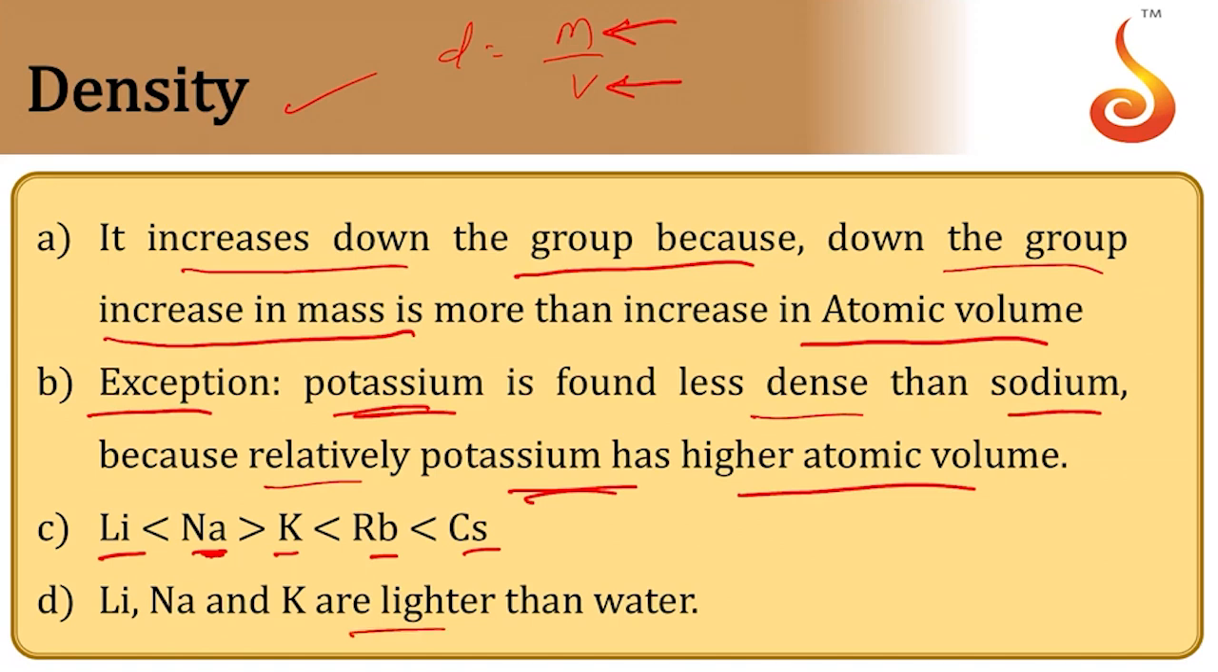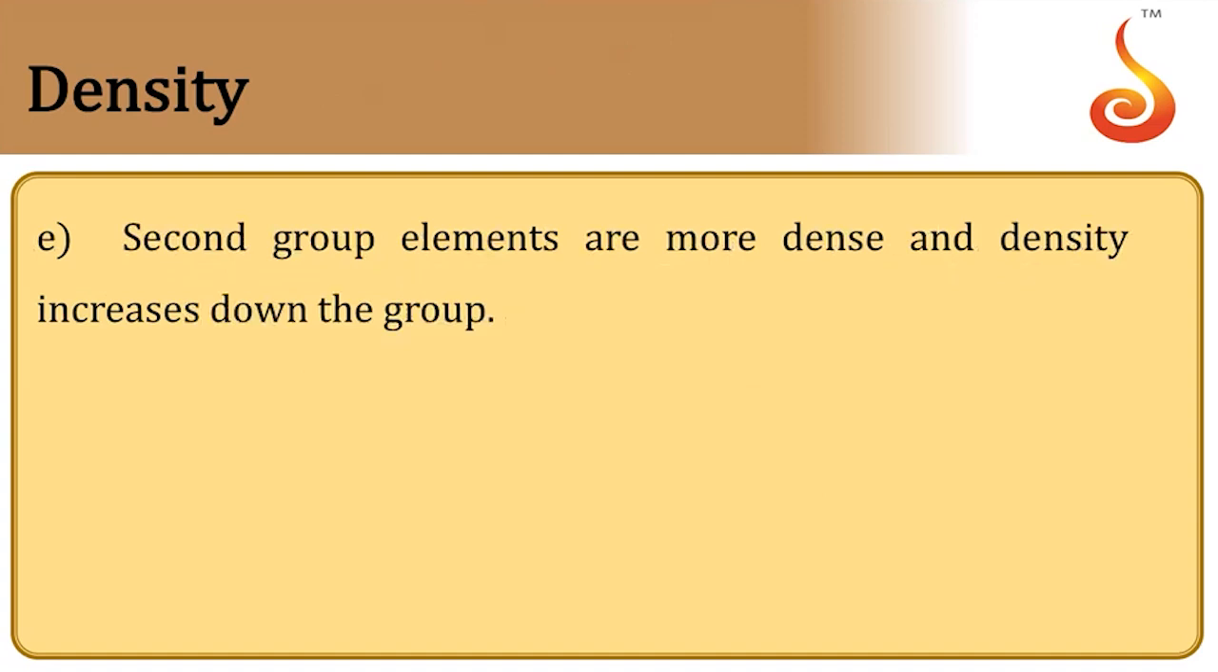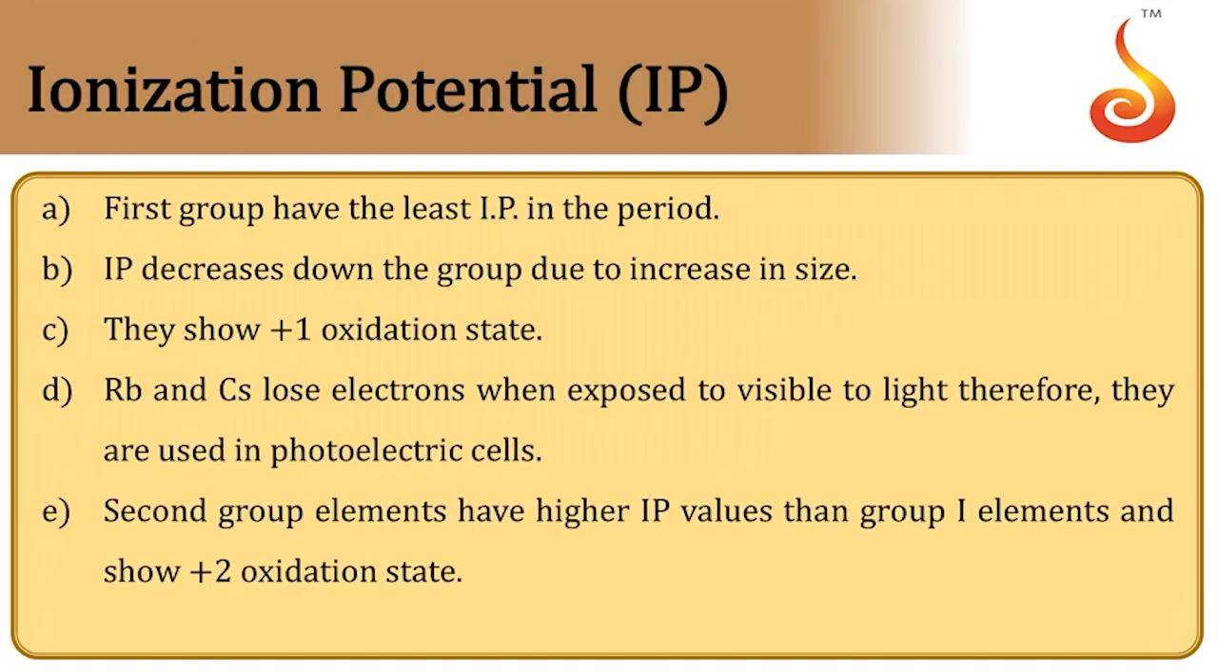Lithium, sodium, potassium are lighter elements. They are lighter than water, implying the density is less than that of water. This is regarding density. Then second group elements are more dense, and density once again increases down the group. Second group elements are more dense because of two things: they have smaller size as well as larger mass. Their mass is more and volume is less, and thereby the density of second group elements is more than that of the first group elements.